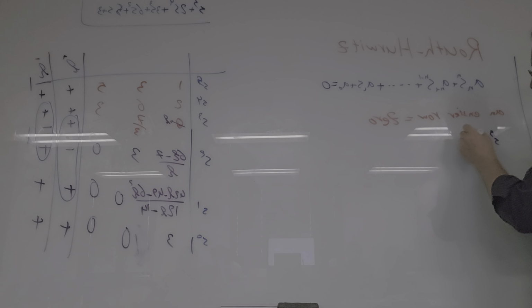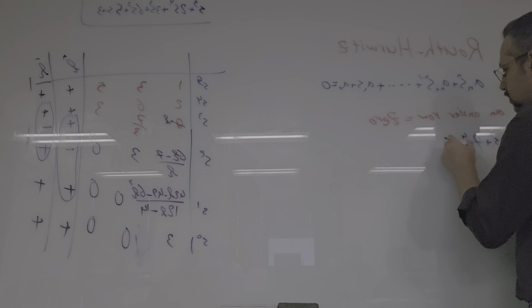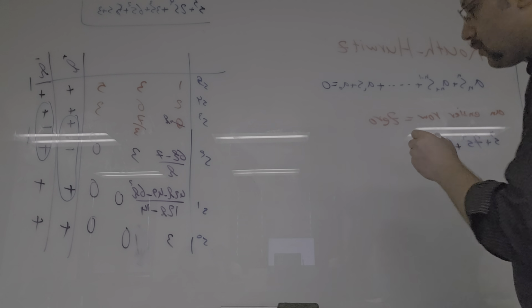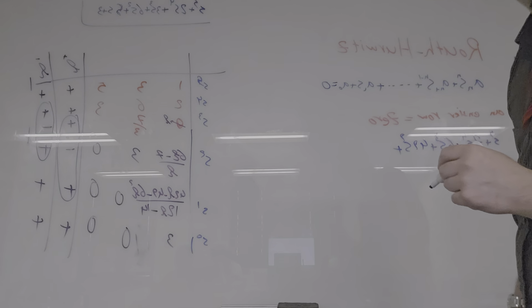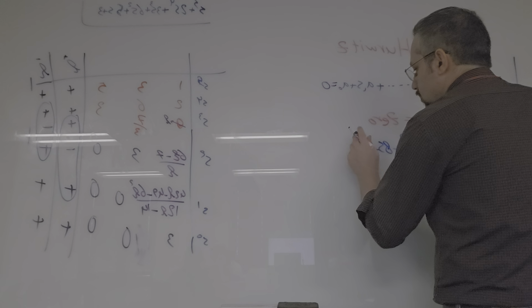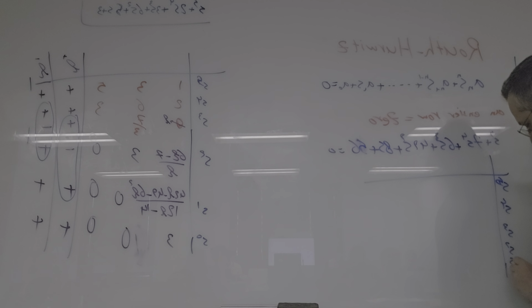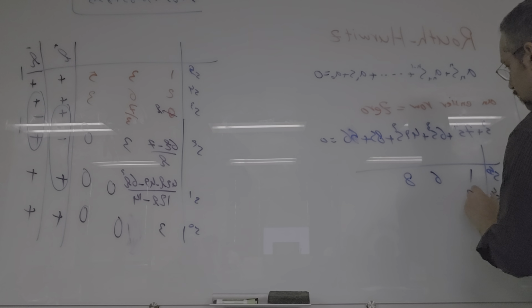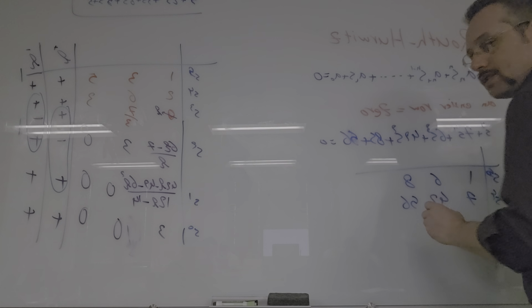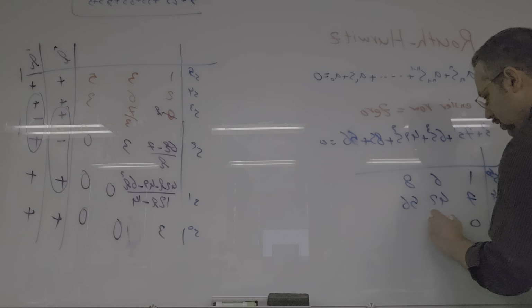S^5 + 7S^4 + 6S^3 + 42S^2 + 8S + 56. Now, if we have such a situation, the Routh table is going to be 1, 6, 8, 7, 42, 56, and then these are going to be 0, 0, 0.